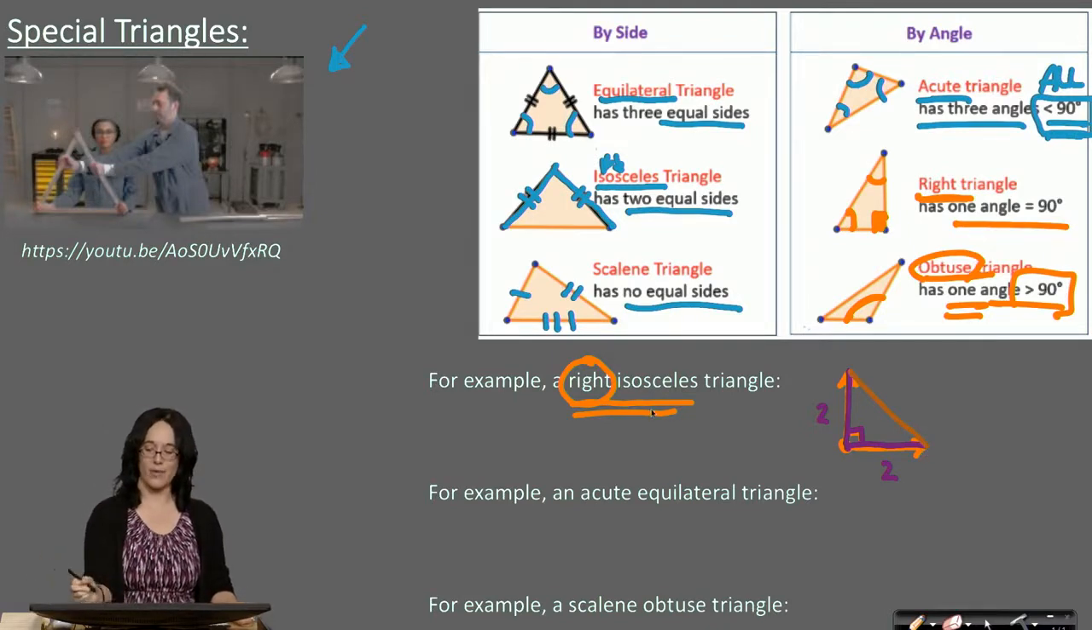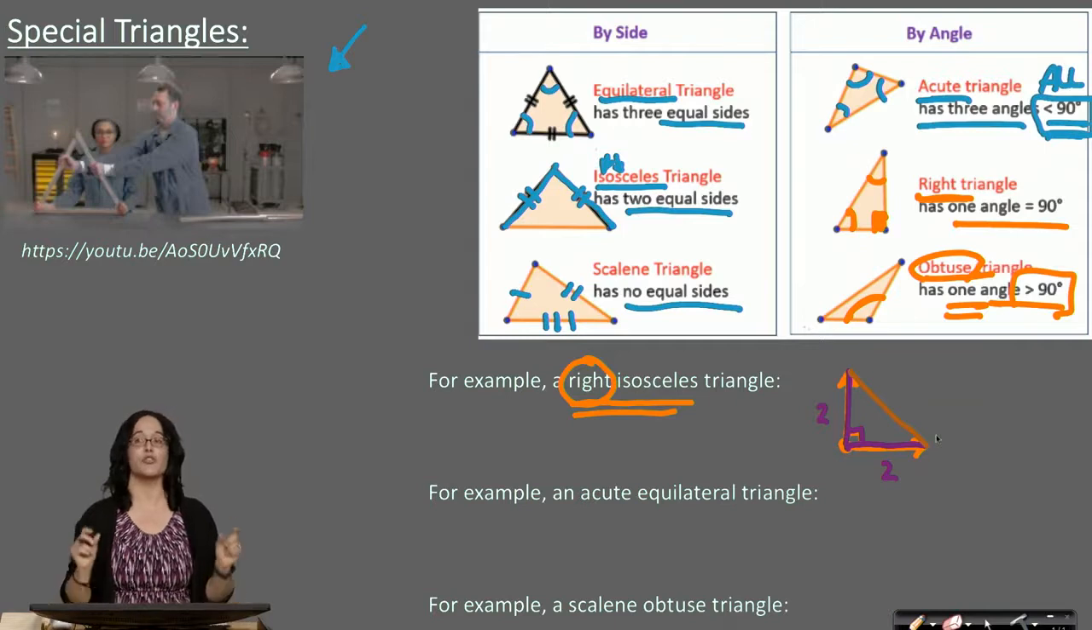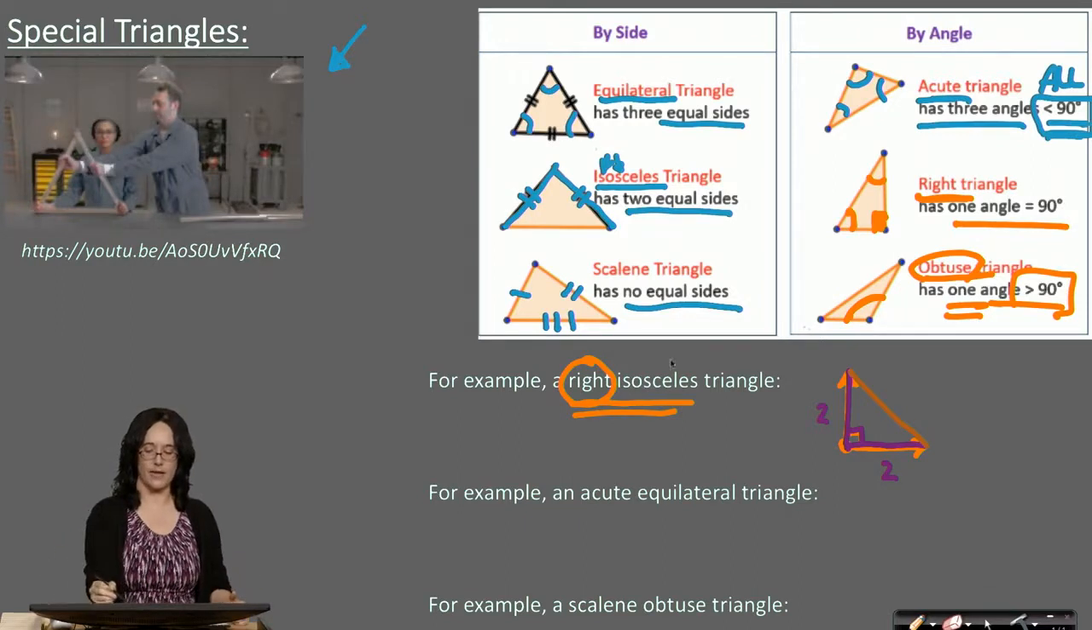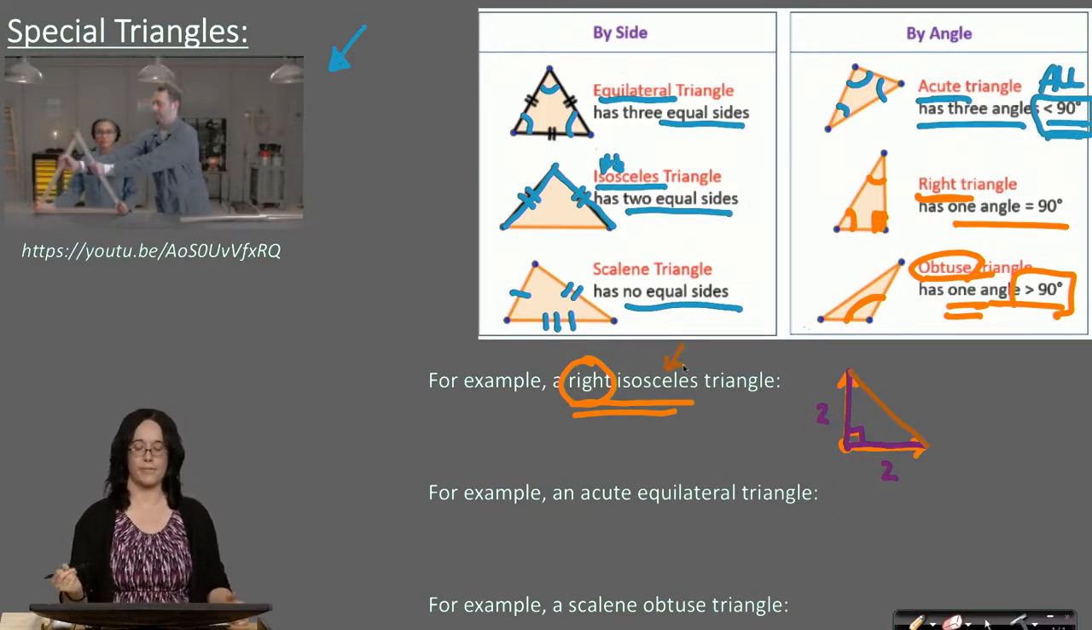Now we have a right isosceles triangle because 2 of the sides are the same length and we have the right triangle. So that would be one way you could do it. Again, it could have been 4 and 4, 6 and 6, 100 and 100, as long as 2 sides are exactly the same length, you have taken care of the isosceles part.